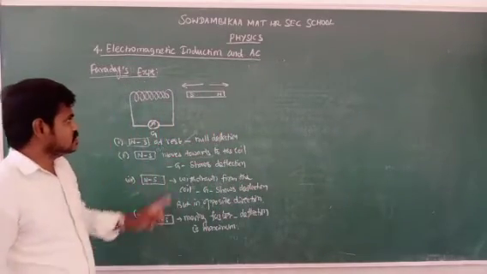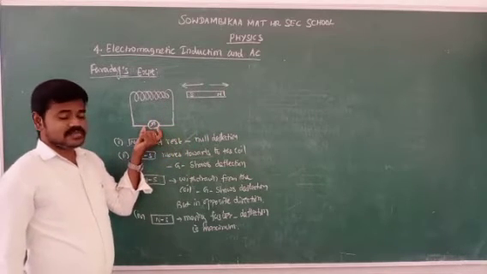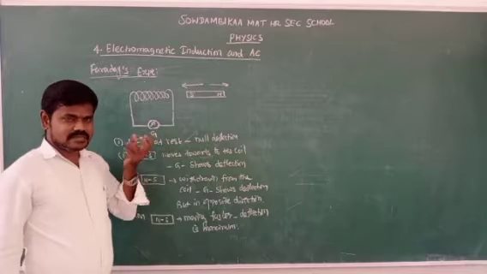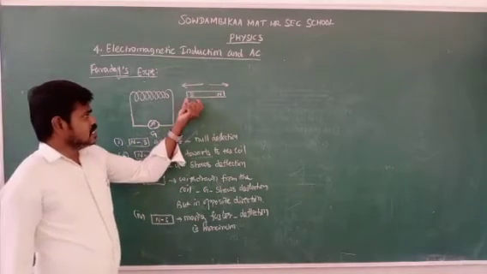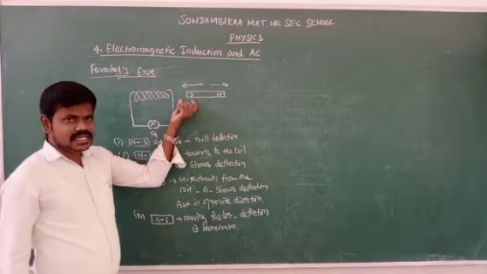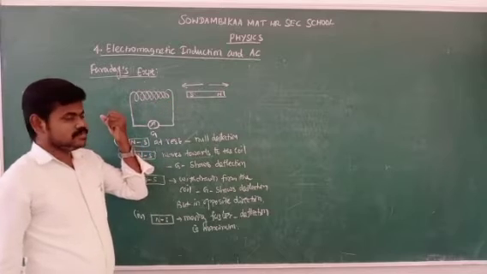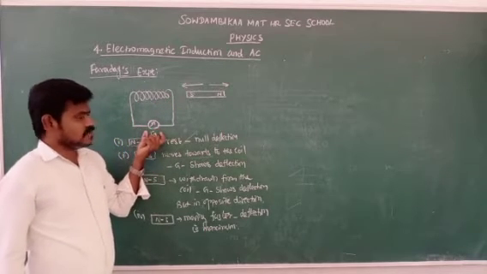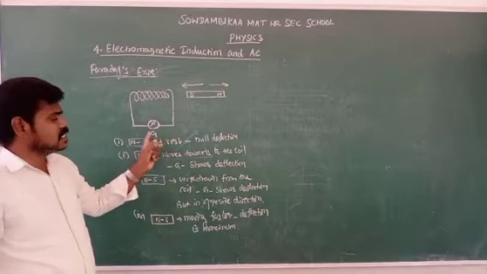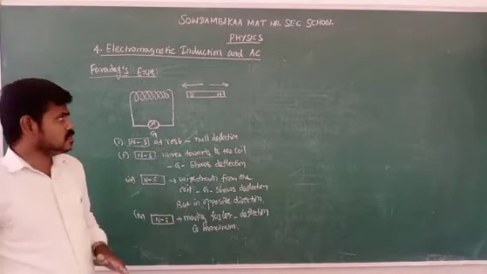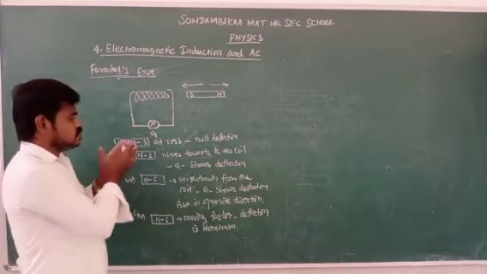magnet. The galvanometer shows deflection. This indicates some current is produced in this circuit. Okay va, there is a relative motion between the coil and the magnet. The galvanometer shows deflection. There is no relative motion between the coil and magnet. Galvanometer shows null deflection. புரியுதா பாருங்க, இது ரெண்டுக்கும் நடுவுல ஒரு ரிலேட்டிவ் மோஷன் இருக்குனா galvanometer டிஃப்ளெக்ஷன் வருது.